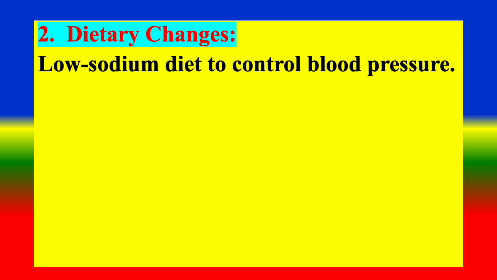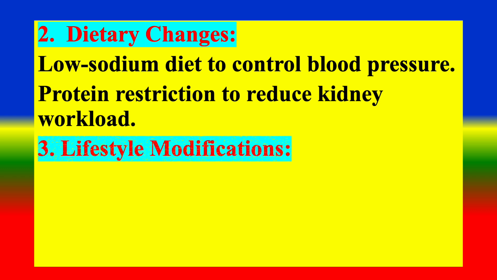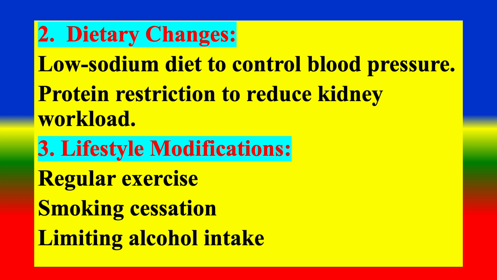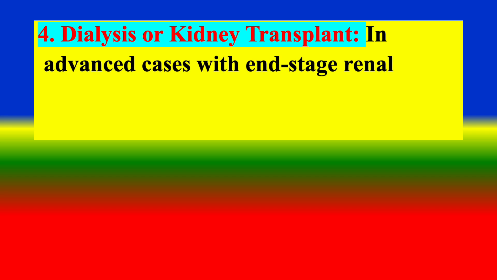Second, dietary changes. Low sodium diet to control blood pressure, protein restriction to reduce kidney workload. 3. Lifestyle modification: regular exercise, smoking cessation, limiting alcohol intake. 4. Dialysis or kidney transplant in advanced cases with end-stage renal disease.